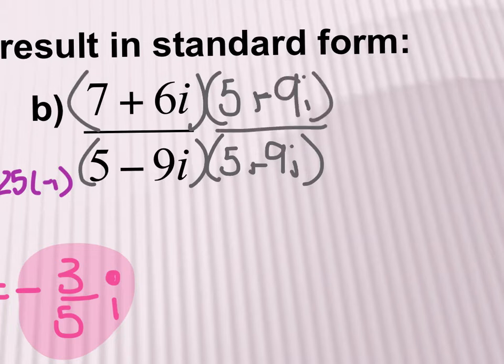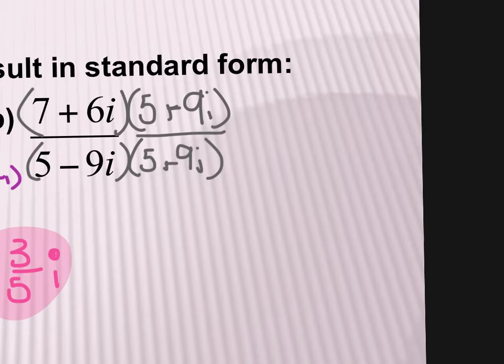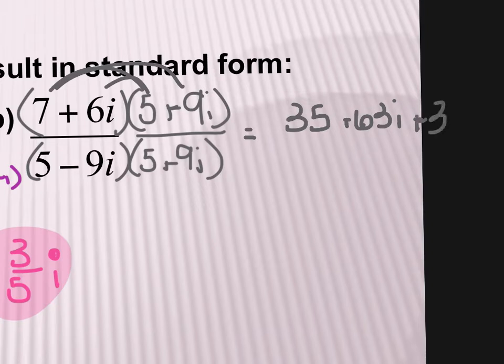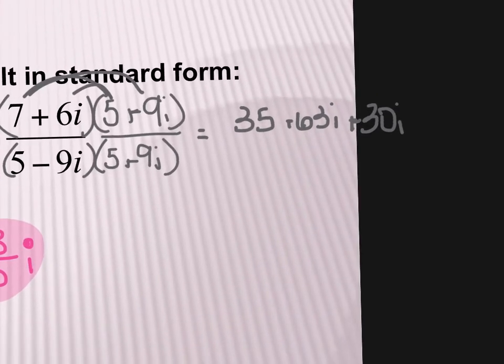So first thing I'm going to do is FOIL out the top. So 7 times 5 is 35. 7 times 9i, positive 63i. 6i times 5, 30i. And 6i times 9i, which is a positive 54i squared. Then combine your like terms from there.